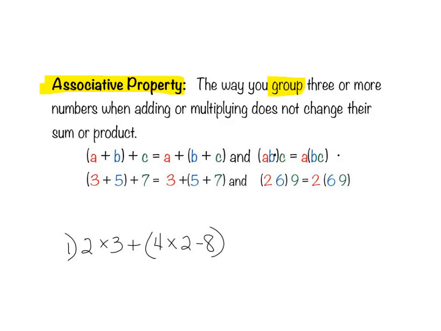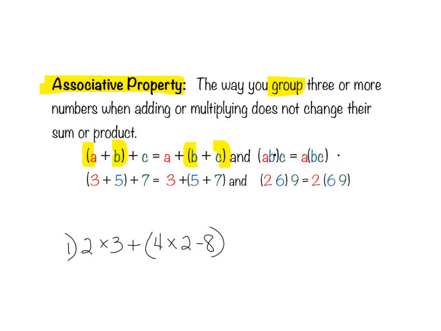So let's look at our example. In parentheses, a plus b, and then plus c is the same as a plus, in parentheses, b plus c. Notice with me the order of the terms did not change. A, B, C, A, B, C. The only thing that changed here is which terms are in the parentheses. That's associative property. Which terms are being grouped.